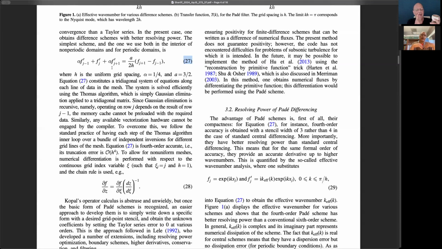And in fact, if you think about spectral representation in terms of sines and cosines, the derivative at a given point really should know about, if you want greater accuracy, the value of the function at all the points, more than its nearest neighbors. And so that's what the Padé scheme does, at the expense of having to solve a tridiagonal matrix, which is not so bad.